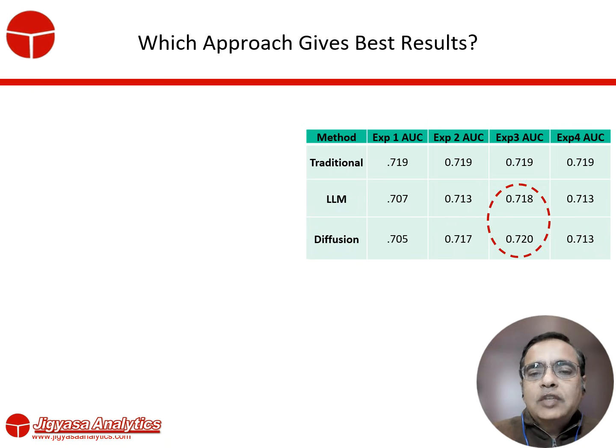Now, what we see is whether we look at large language models or diffusion models, experiment 3 does better. Not only that, but if you look at the results for the diffusion model, it is the best result we have for the holdout sample across all the different experiments we did. So it's by a small amount, but still it is the best. So why is experiment 3 doing so much better, and what is experiment 3?